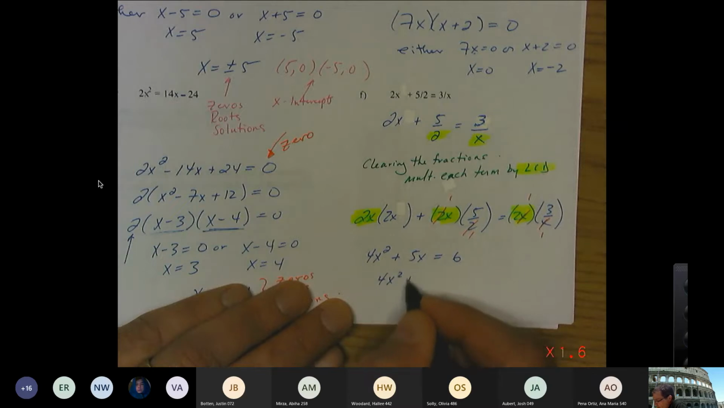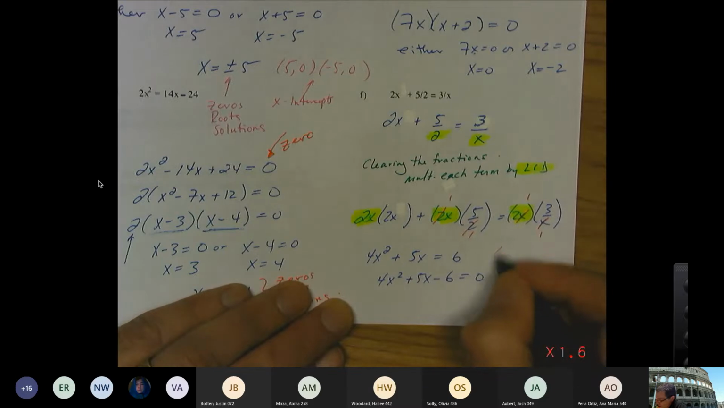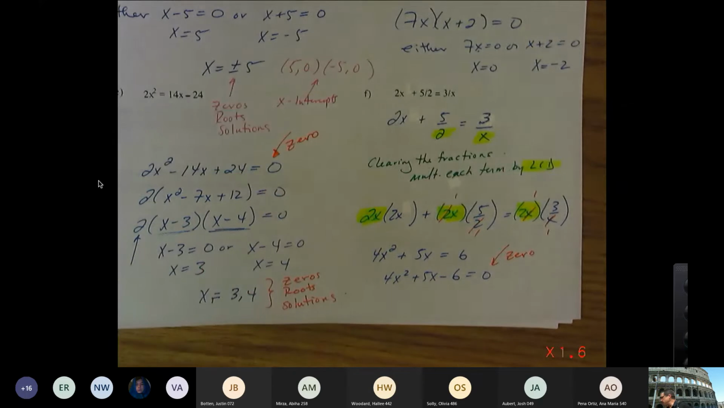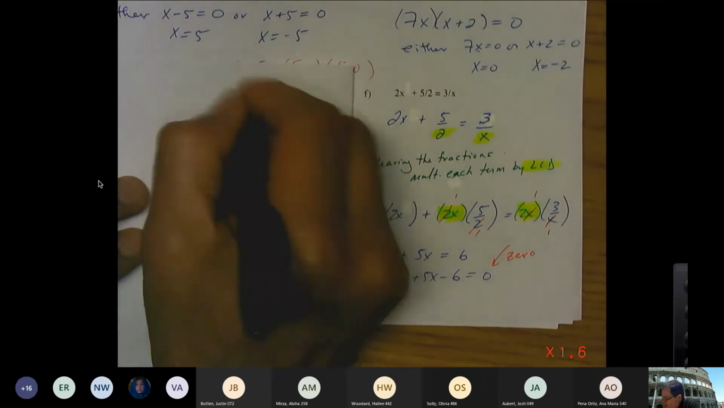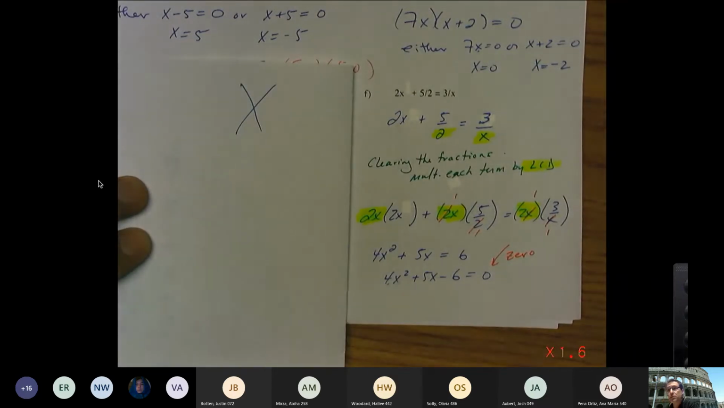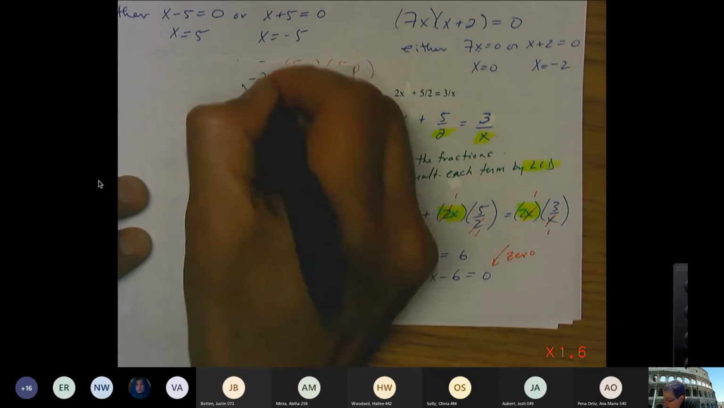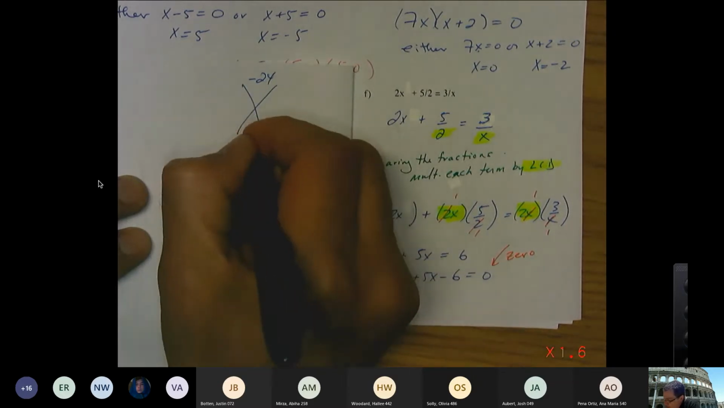We'll do 4x squared plus 5x minus 6 equals 0, because we still need it to equal 0. Now we need to factor that. So I grab a scrap piece of paper because I don't want to do my factoring in my work. And it's going to be 2 numbers that multiply to give 4 times negative 6, which is negative 24. They're going to add to give 5.